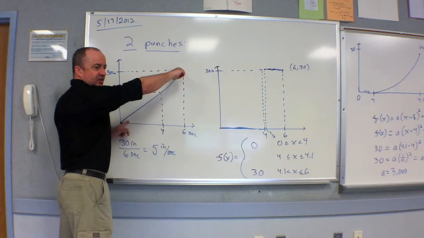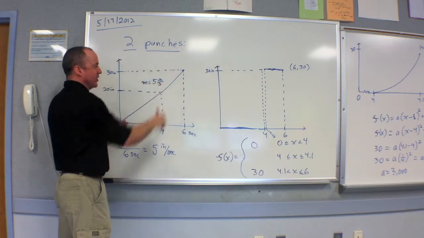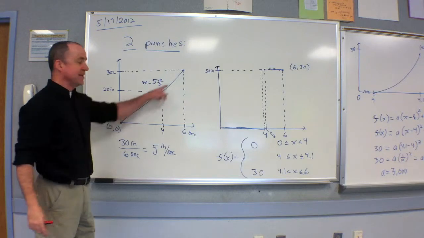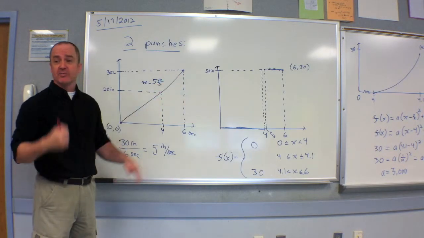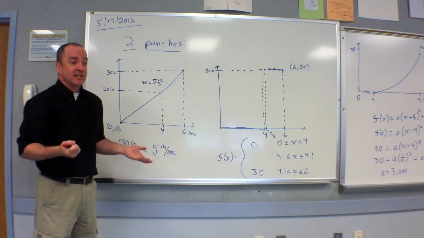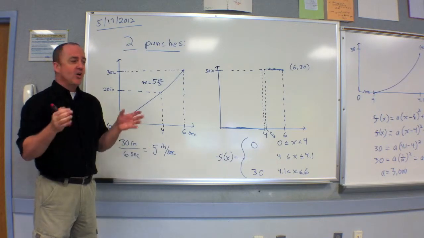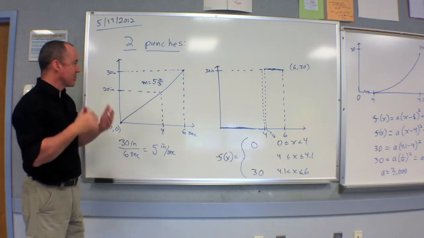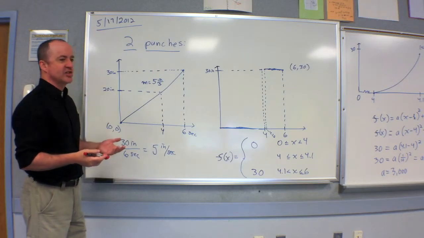Average rate of change. You guys were very quick to notice that if I had hit Joey on that first punch, no matter when I hit him, it would have been 5 inches per second because my fist was just moving at 5 inches per second the whole time. If all you do is move at a constant speed, it's very easy to figure out what happened with a collision, for example.